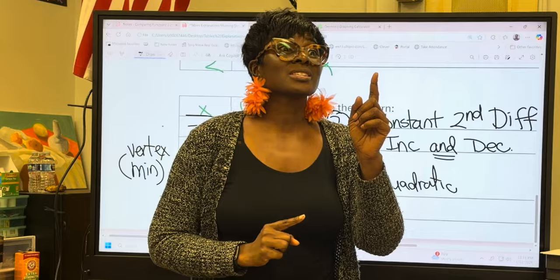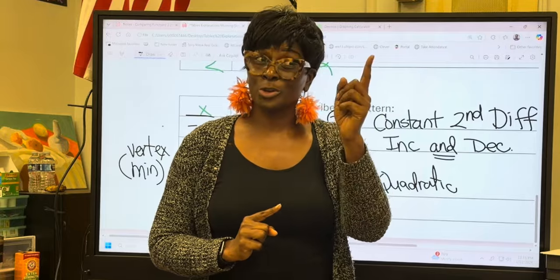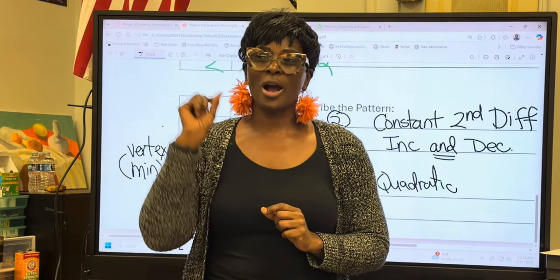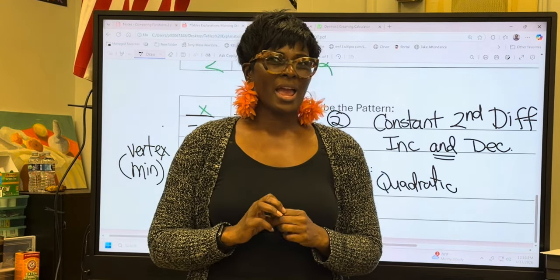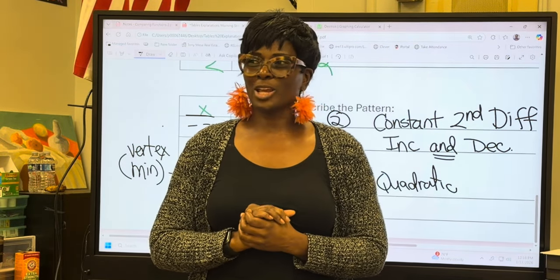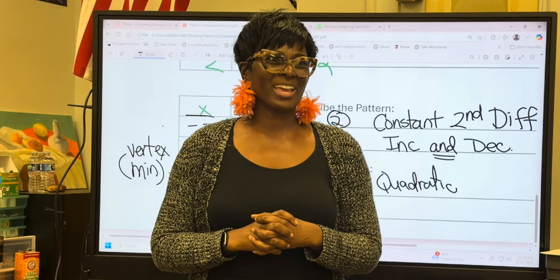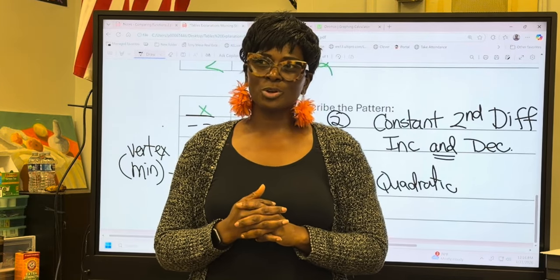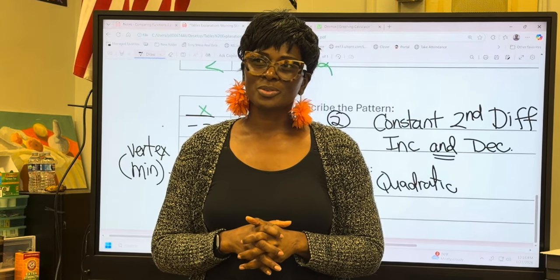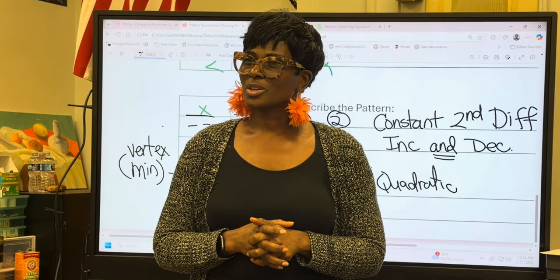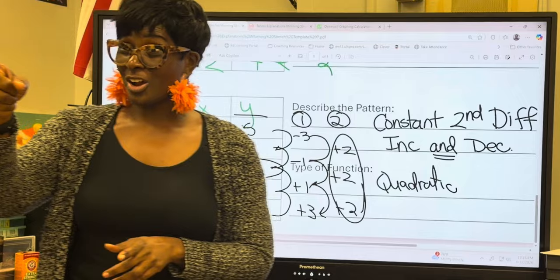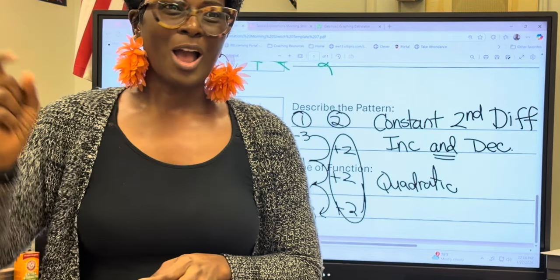What does absolute value and quadratic have in common? Raise your hand if you know. Absolute value and quadratic, what do they have in common? Salvador. They both have a vertex. Y'all clap it out. That is excellent.